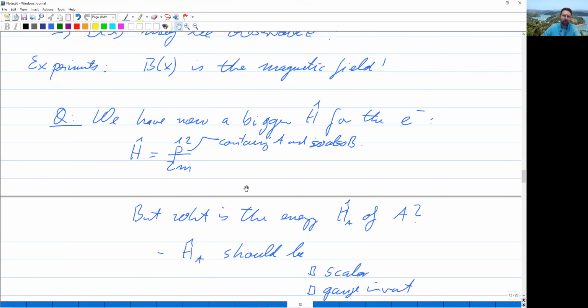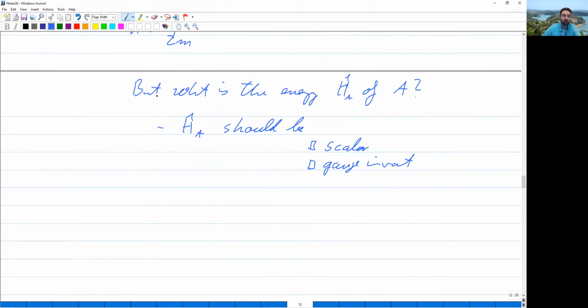And what could that be? Well, A itself is not gauge invariant, but B is. So, simplest ansatz, H hat A is, up to some constant that has to be measured in experiment, ought to be something like B dot B, right? Because that's going to be scalar, vector dot vector, and it's also gauge invariant. And indeed, this is true. This is how the Hamiltonian looks like for a magnetic field.